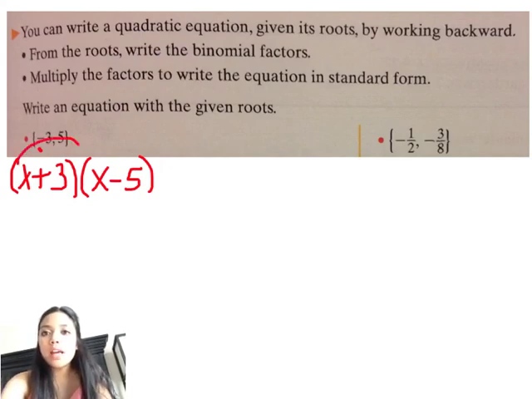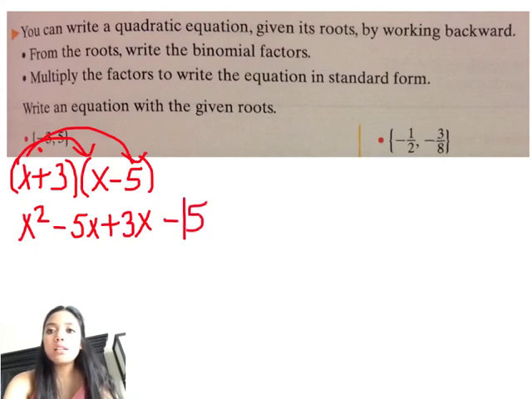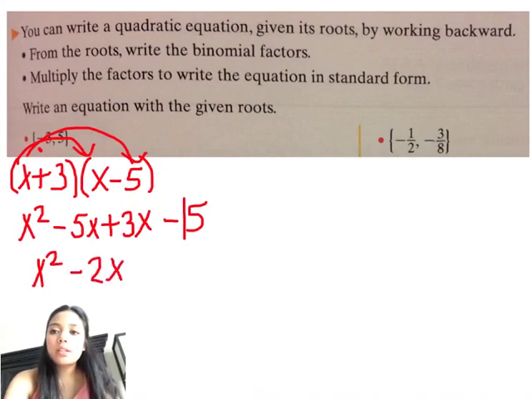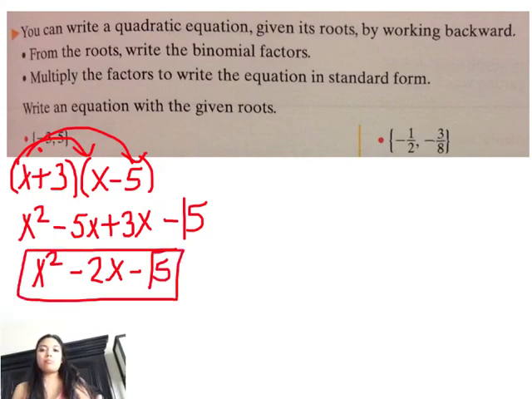So x times x is x squared. -5 times x is minus 5x. 3 times x is plus 3x. And 3 times -5 is minus 15. So then I have x squared minus 2x minus 15. So this is working backwards, and it's actually more simple than working forward.